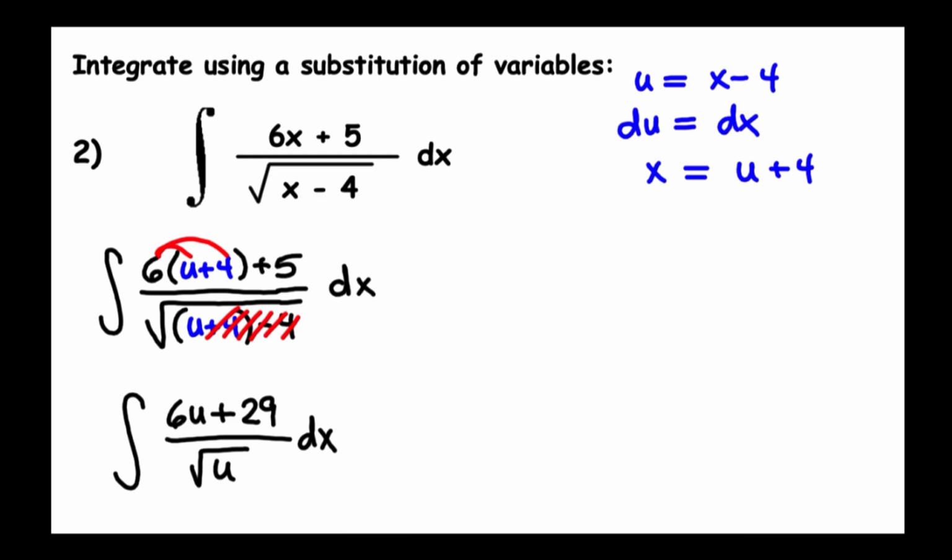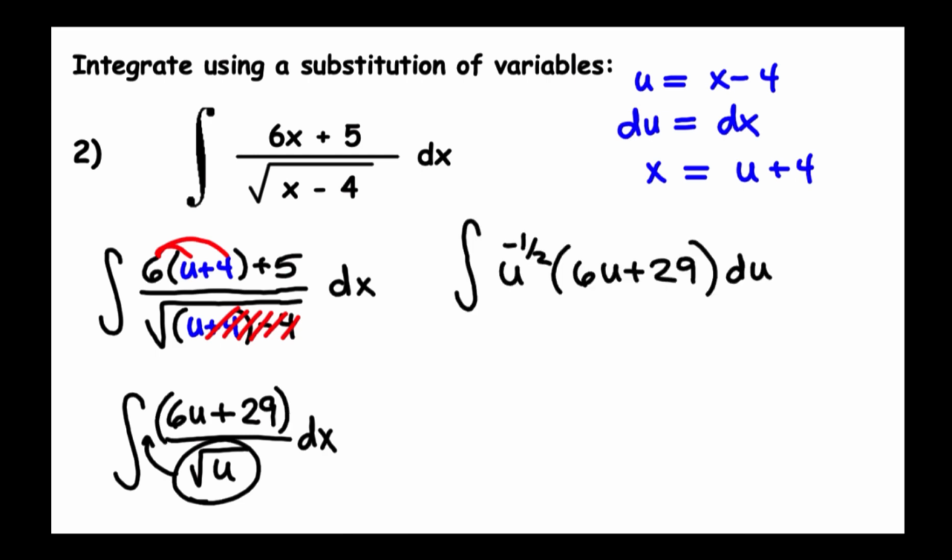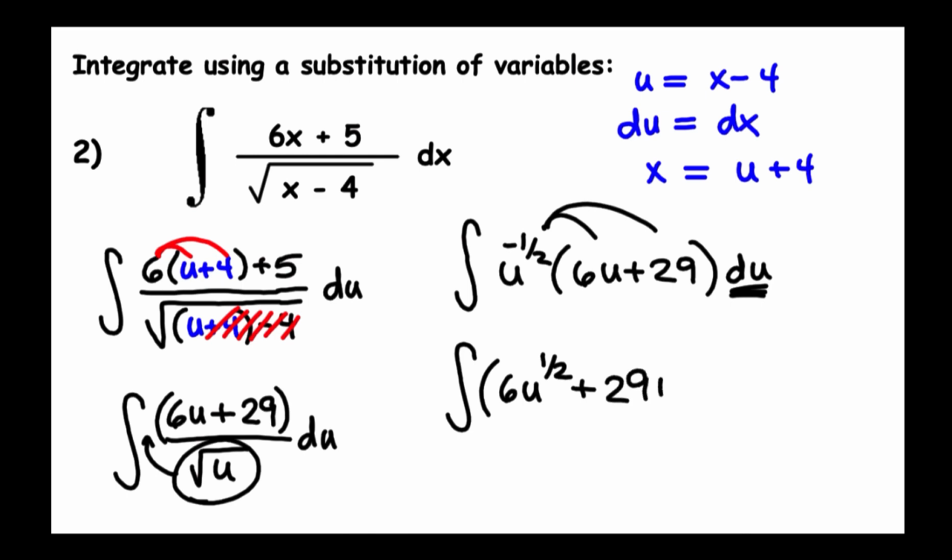Okay, now I can rewrite this problem. This is actually u to the negative half power. So if I brought it up top and distributed it, I would have this. Just a quick second, I realized that even though du and dx are equal, I've been writing dx. These should all be du's here. At least I got it right over here, third time's a charm. All right, so that's going to be 6u to the positive half plus 29u to the negative 1 half, du.